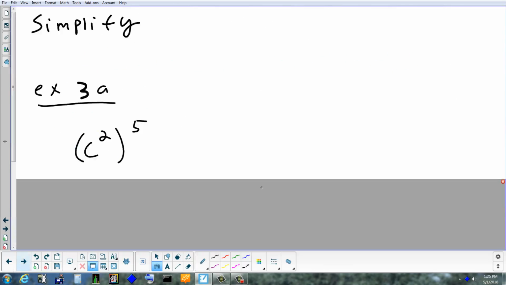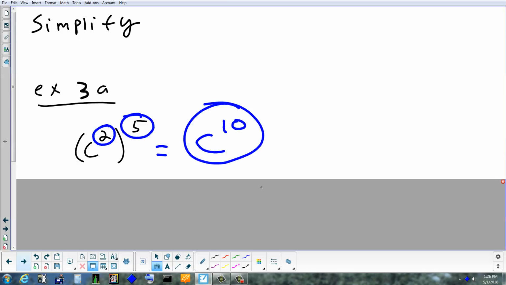All right, so now on the back, we're on example 3A. This is a power to a power. What do we do when we have power to a power? Multiply. So what do I get for an exponent? You see that 10. And what about the base? C. Keep it the same. Yes. C to the 10th.